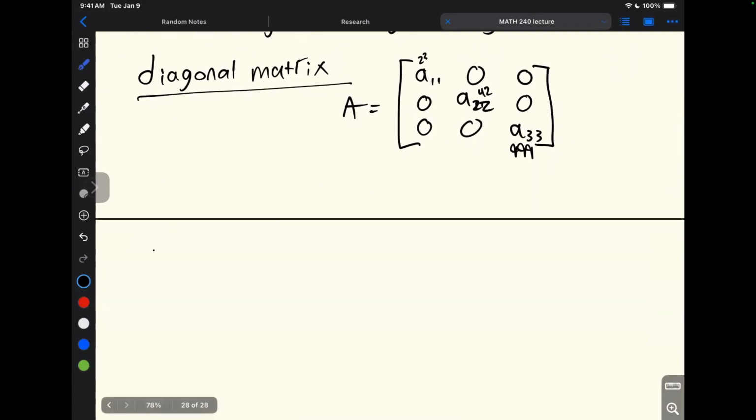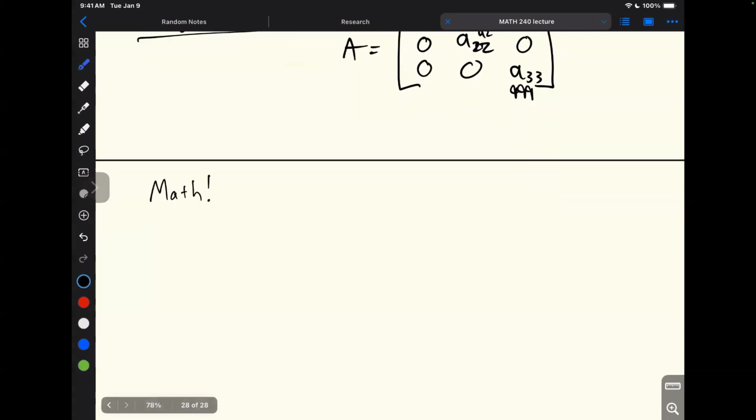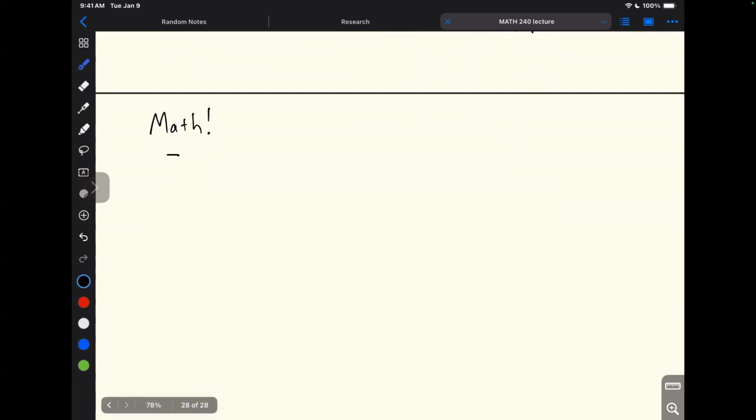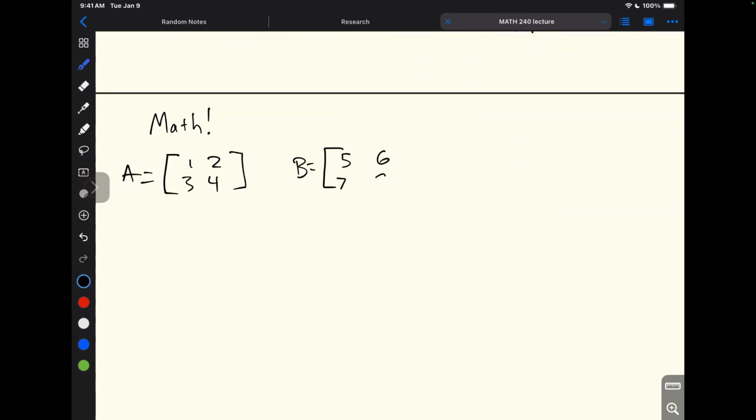Great. We can do math on matrices. Let's say we have 1, 2, 3, 4, and let's call that A. And we'll have B, which is 5, 6, 7, 8. We can do something like A plus B. The way we do that is we look at each of the individual elements. A plus B is going to give us a matrix in and of itself.